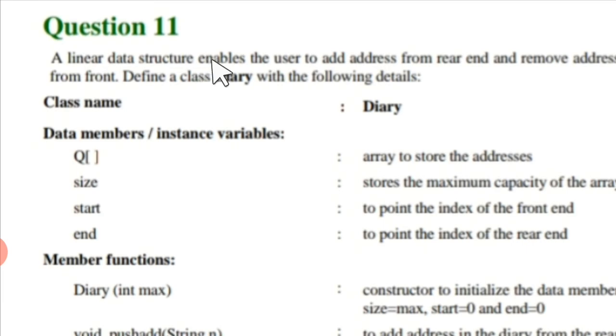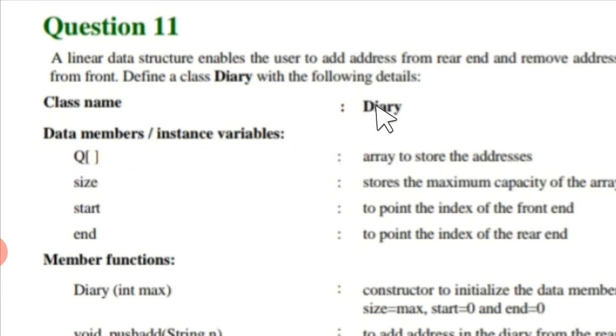A linear data structure enables the user to add addresses from the rear end and remove the addresses from the front. So they have not specified the name of the entity which we are going to discuss just now. Define a class diary with the following details. So the class name is diary here. Then the data member: Q, square bracket, an array to store the addresses.